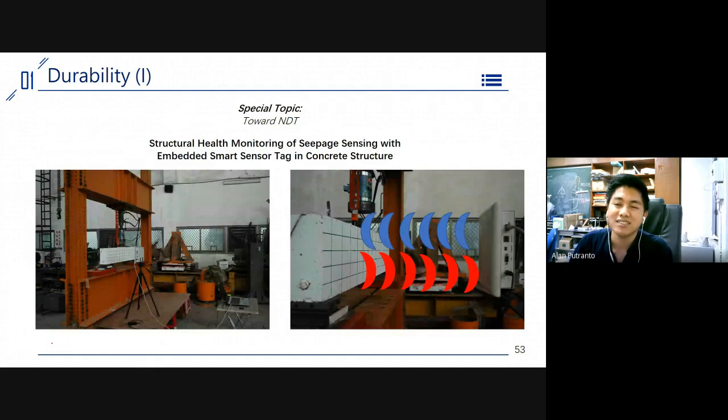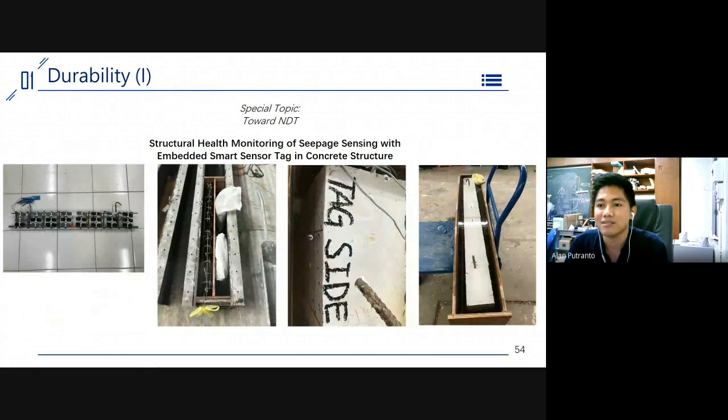Now, give me 2 minutes to explain this one. This is my research actually, like I promised before. I will talk about the special topic. These are my experiments from before. We investigated seepage in concrete. How did we do that? We did that with RFID ultra high frequency radio frequency response. Like, yeah, these are my samples from before.